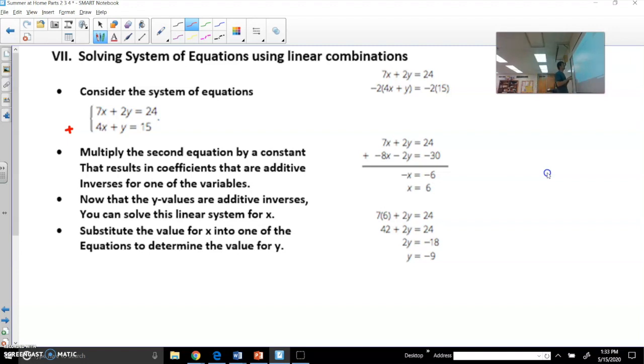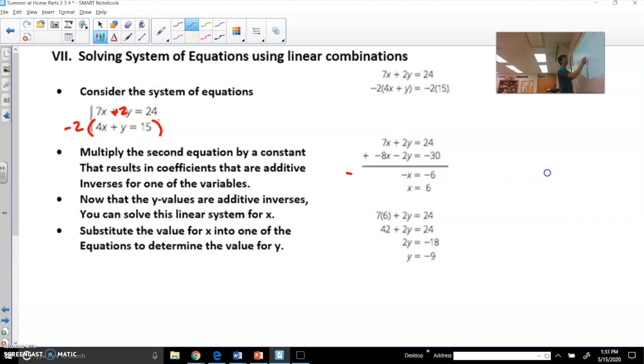For example, I'm really seeing 7 and 4. I really can't get 7 to become 4 or 4 to become 7 without using fractions or decimals. And really you can do that, it just makes it a little harder. But if I see that this is a positive 2 and here is a positive 1, I really could change that to be a -2 if I think about what I would need to multiply by to change that whole equation so that there is a -2 in that position. And so I want to multiply this whole equation by -2.